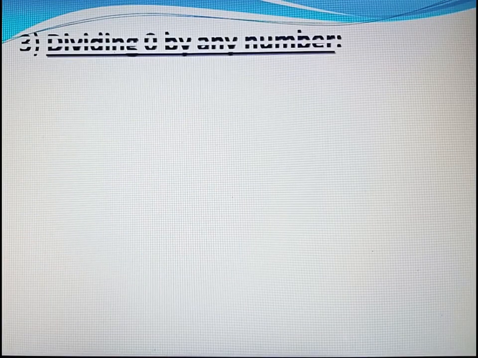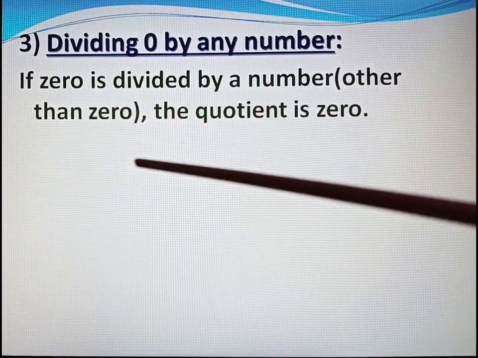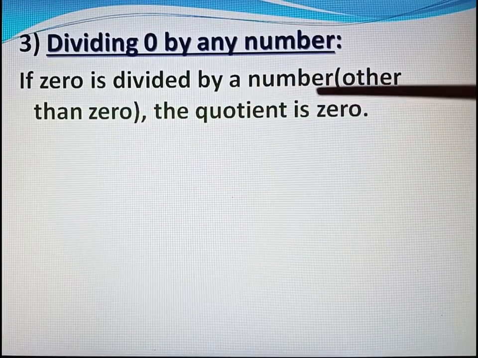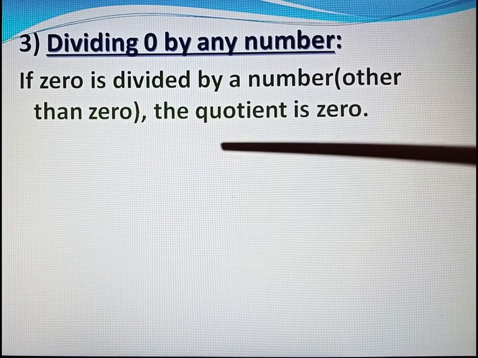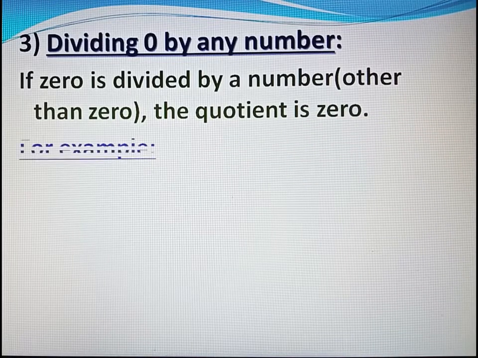Now, third property, dividing 0 by any number. If 0 is divided by a number other than 0, the quotient is 0. अगर हम 0 को डिवाइड कर रहे हैं किसी भी नंबर के साथ, but that number should be other than 0, then the quotient is 0. See, I will explain you by an example.